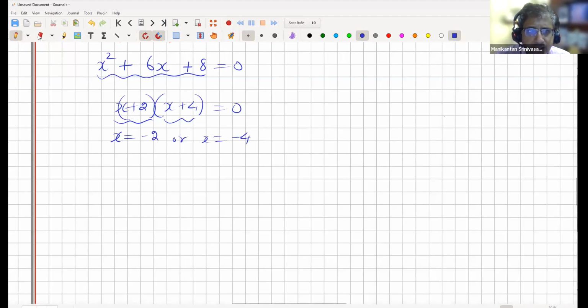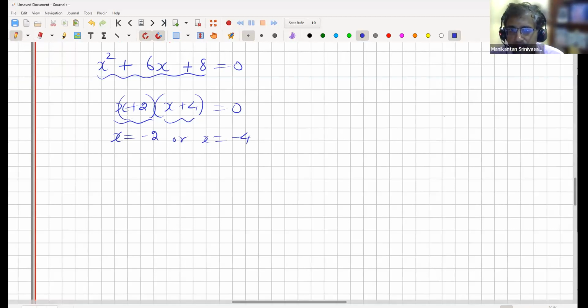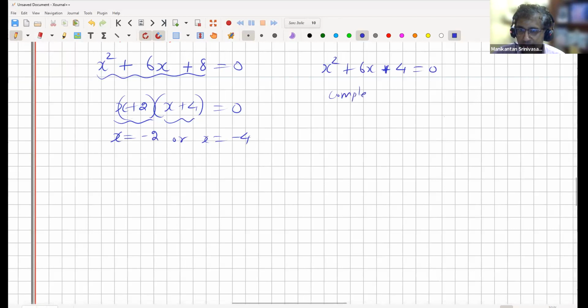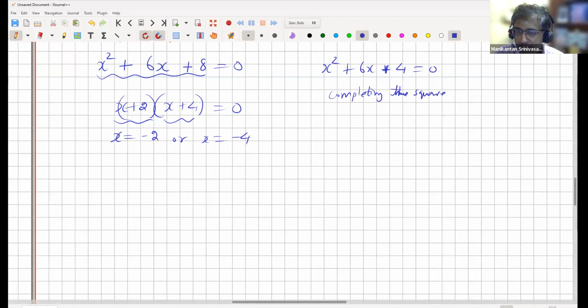But not always are things factorizable, right? So instead of x square plus 6x plus 8 equal to 0, had it been x square plus 6x plus 4 equal to 0, then how do we solve this? We solve it by completing the square. This technique called completing the square is how you get the quadratic formula itself. You should understand how completing the square works.